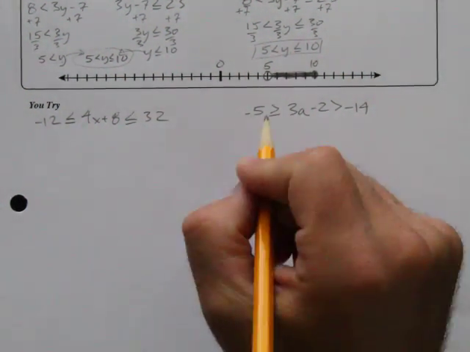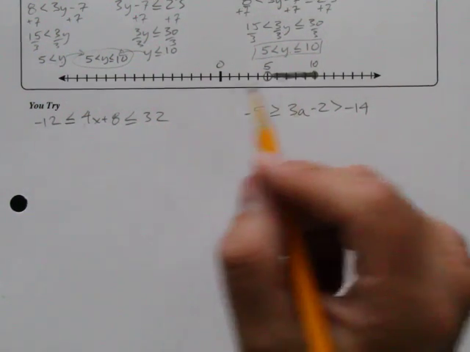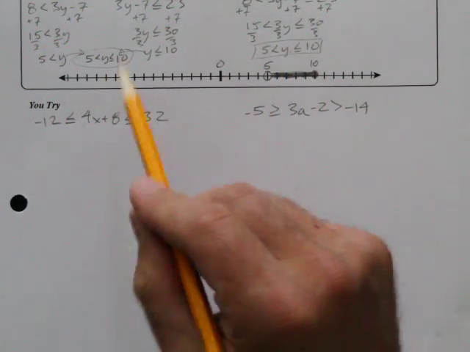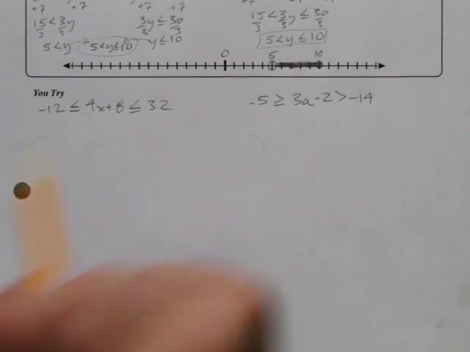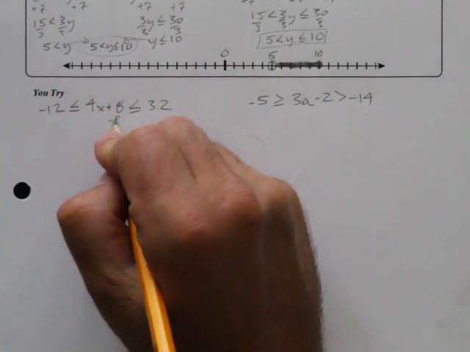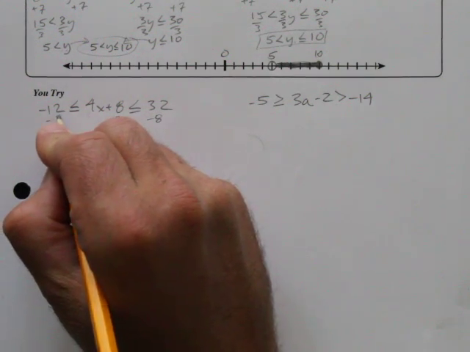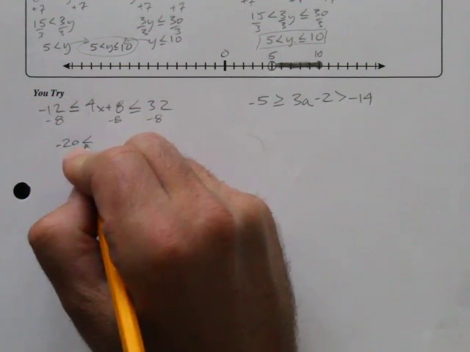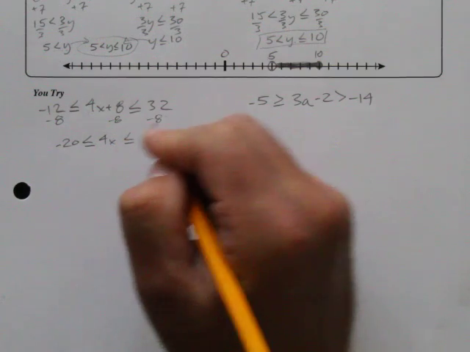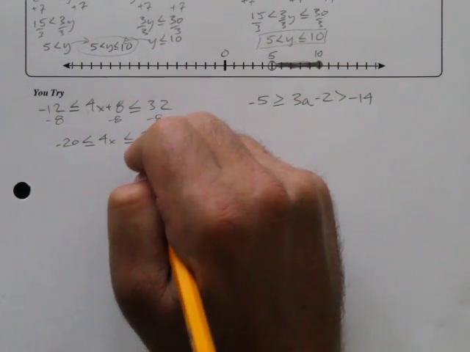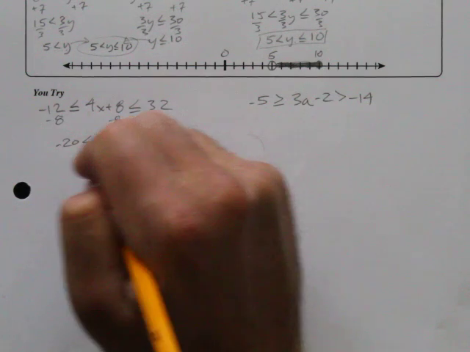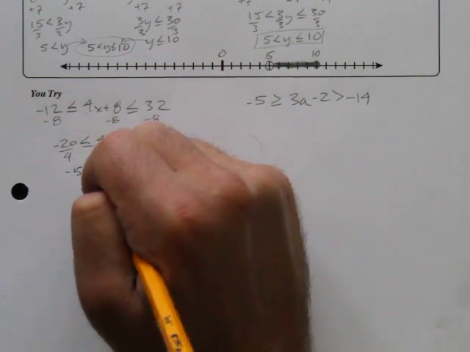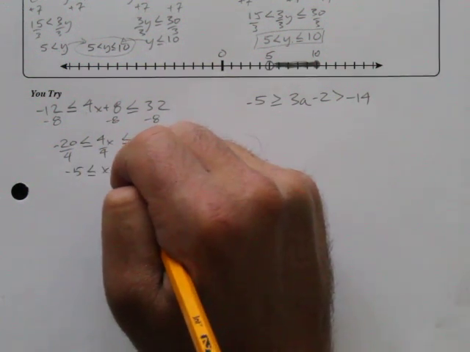All right, let's go ahead and do this. I am going to do both of these the together method. Your answer should be the same no matter what, but just for time's sake, I'm going to do both of them the together method. So I'm going to subtract 8 from everything, from every expression here. Negative 12 minus 8 is negative 20, is less than or equal to 4x is less than or equal to 32 minus 8 is 24. Divide everything by 4. Negative 5 is less than or equal to x is less than or equal to 6.